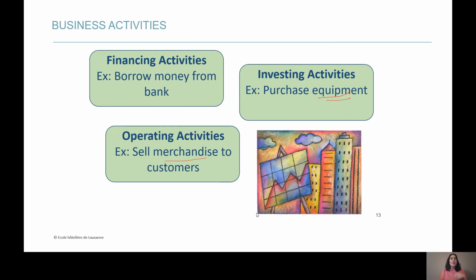The financing activities section is everything related to long-term liabilities and equity. Here, the example is when I borrow money from the bank that I have to reimburse in 2 years, for example. This inflow, because I'm borrowing money, I will receive money as a company. This inflow of cash will be recorded in the financing activities section.